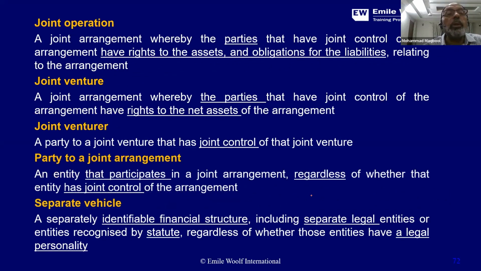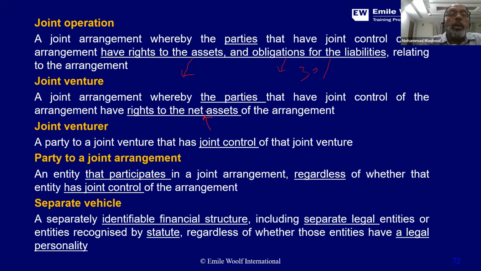Now, a joint operation is when, in the other entity, you have a right to the assets and an obligation for the liabilities, maybe 30%, maybe 40%, a right to the assets and to the liabilities. A joint venture is where you have the right to the net assets. This is the basic difference between a joint operation and a joint venture.